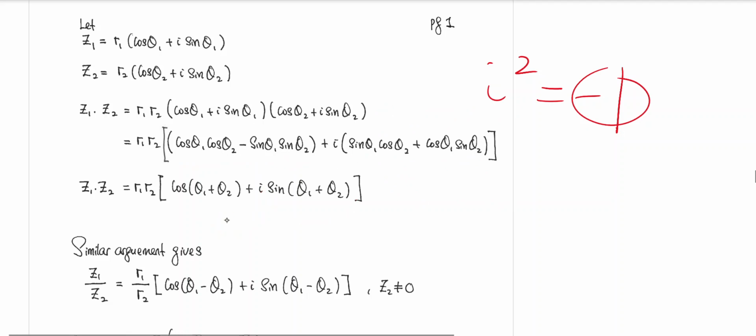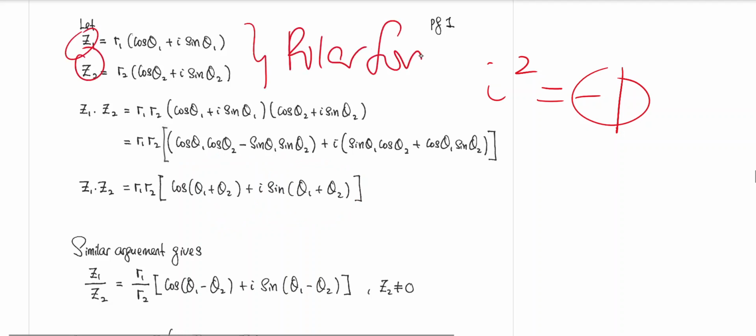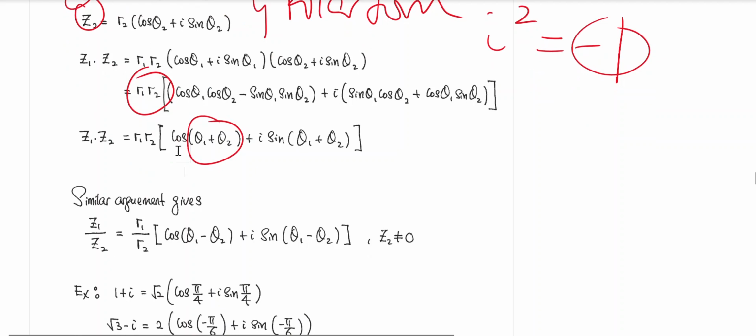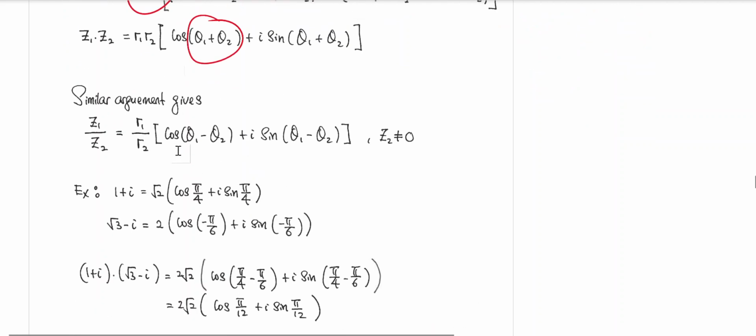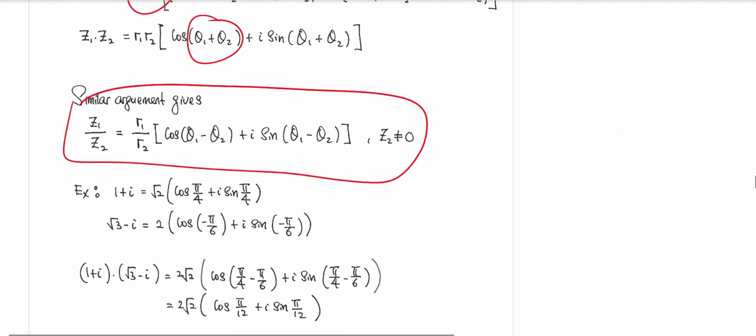So what it's telling you is that when you have z1 and z2 in polar form and you multiply them, you simply multiply their moduli together, and then instead of multiplying, you just sum up the two angles. That's what happens to the multiplication of two complex numbers when they are in polar form. We can do the same thing and realize that division is also almost the same.